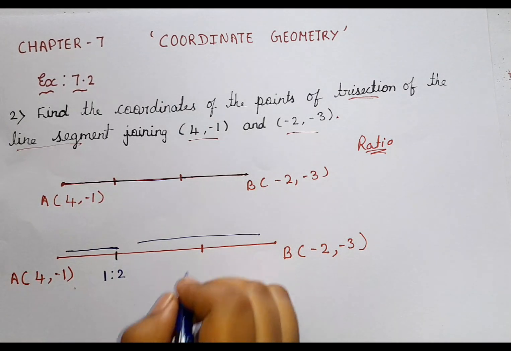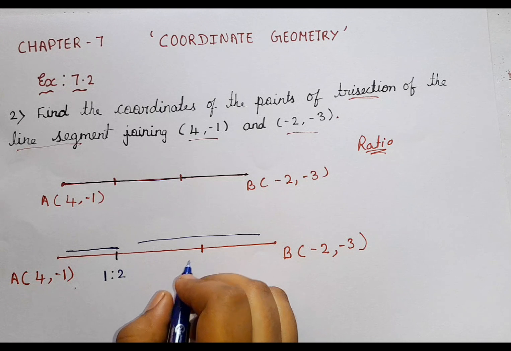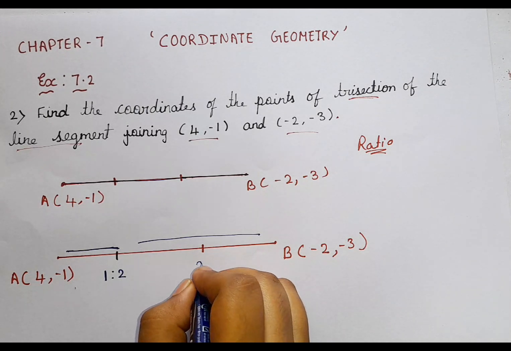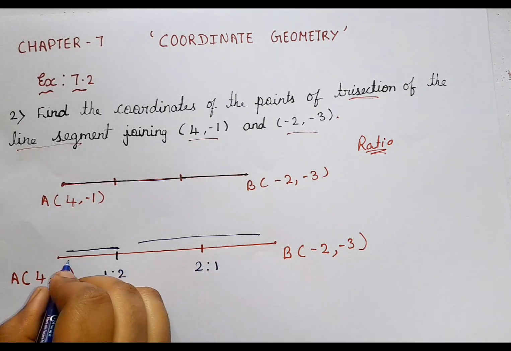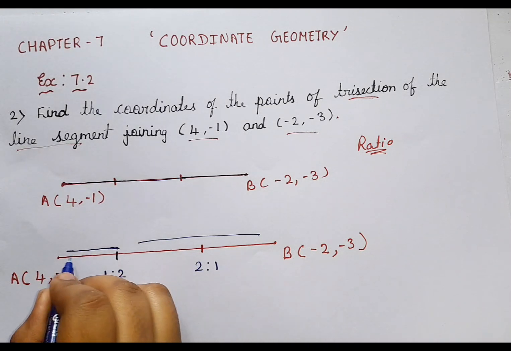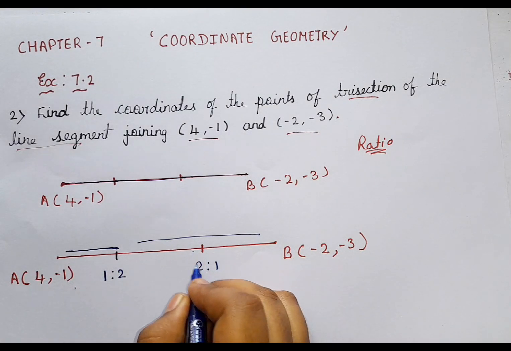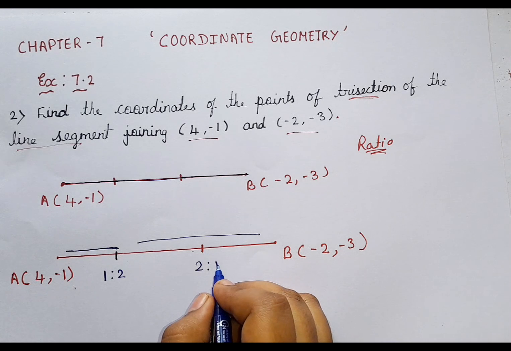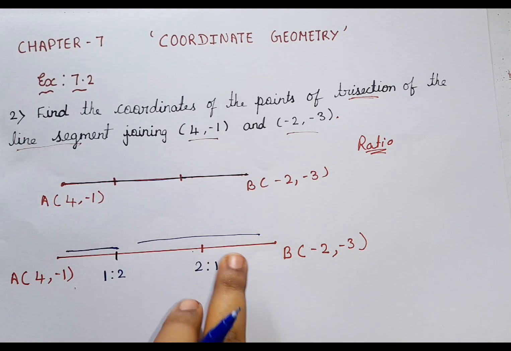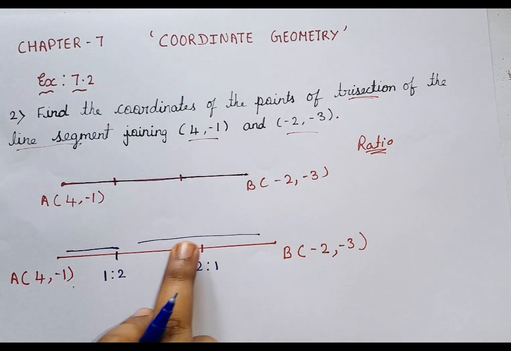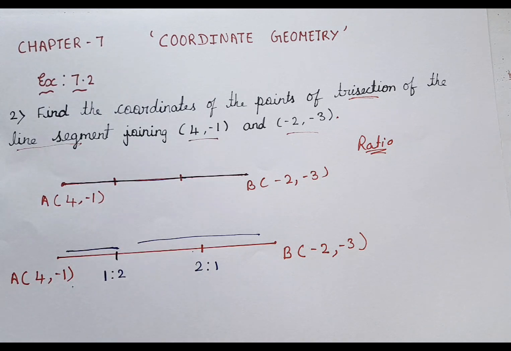Likewise, here what will be the ratio? Here the ratio is going to be 2:1. Why? Because on this side we have 2 parts, and on this side we have only 1 part. That's why it is 2:1.